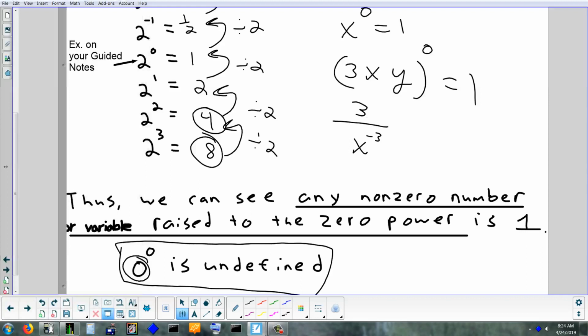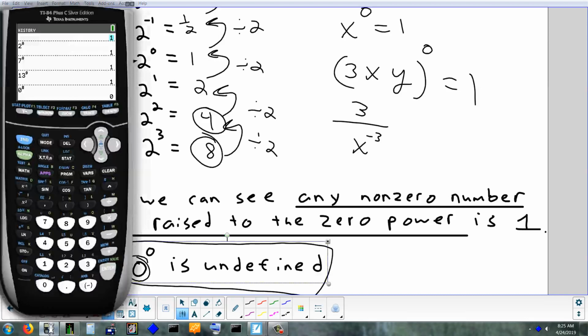When the base is 0, you should get a 0, because 0 to anything should be 0. But when the exponent is 0, it should come out to a 1. So which one is it? Well, actually there is no answer. You can't do 0 to the 0.